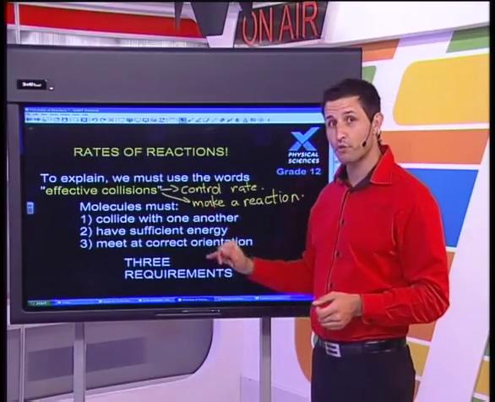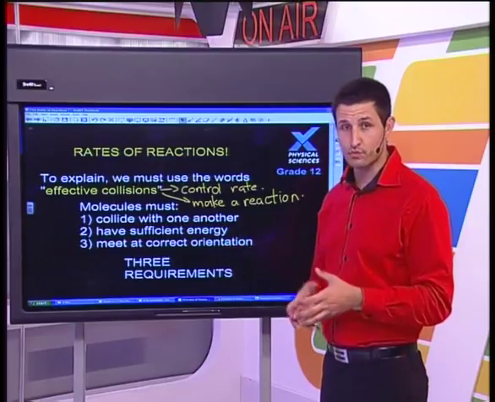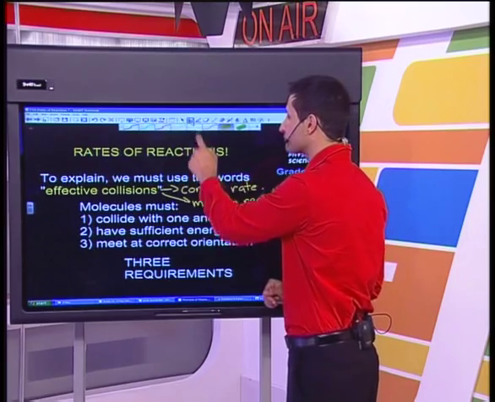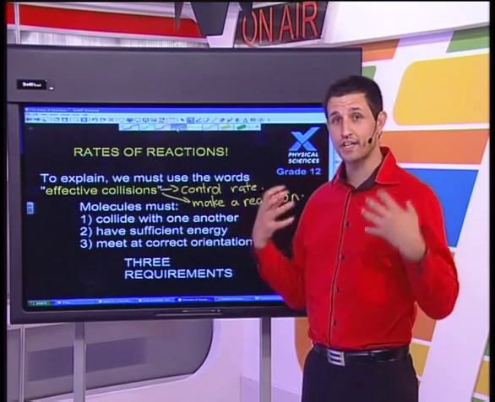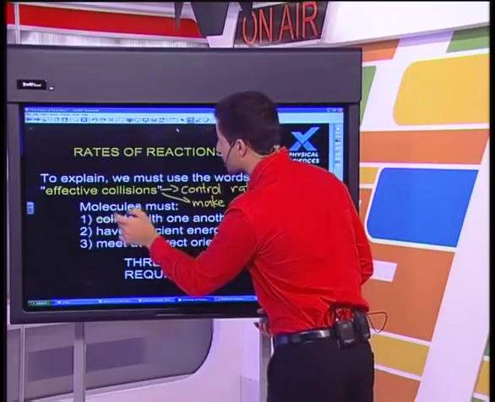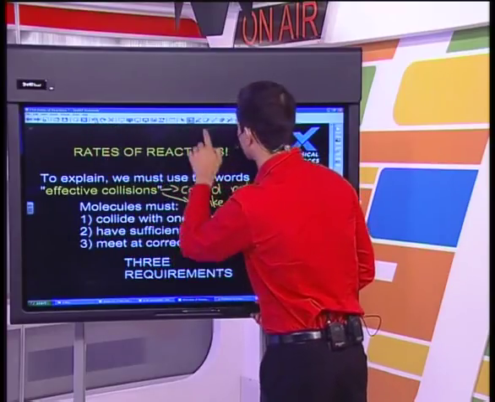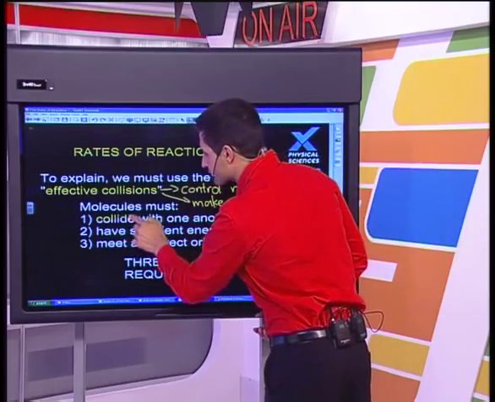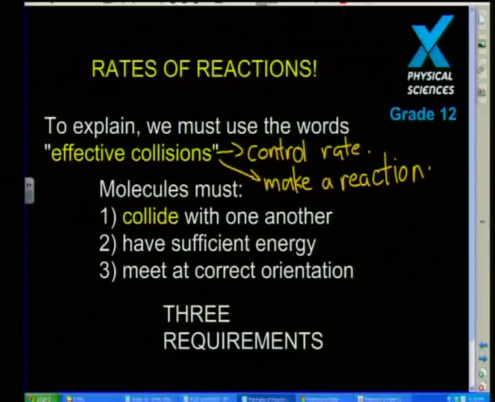Now, these three requirements are all changed when we change those other factors. So let's run through these very, very slowly. Okay, the first thing I need for an effective collision, absolutely, is for them to collide. All right, so they need to collide with one another.